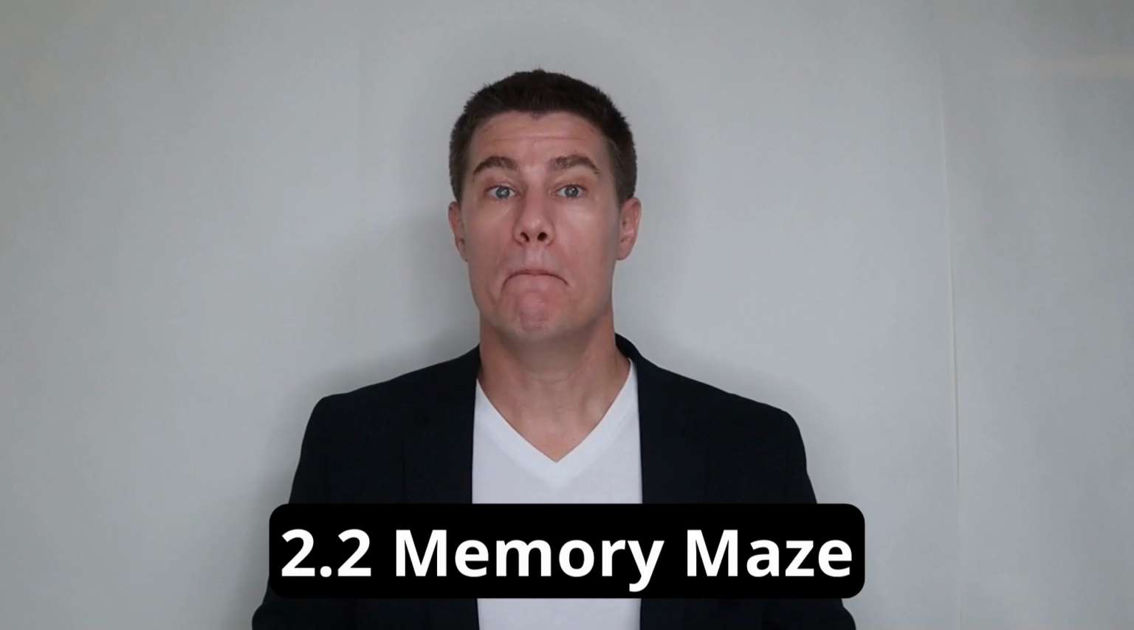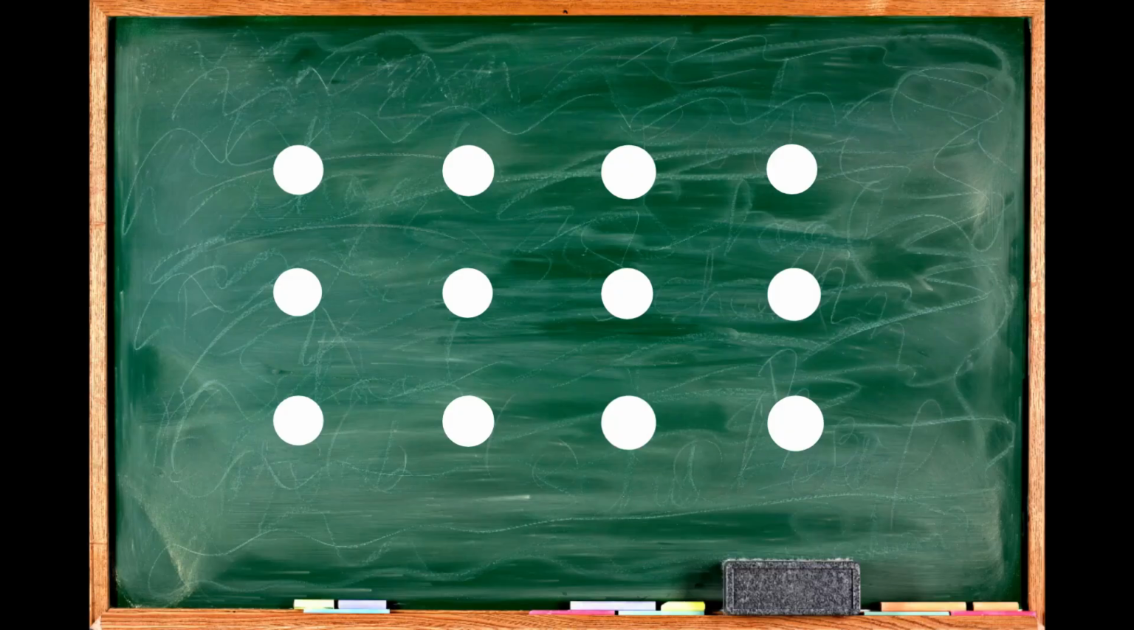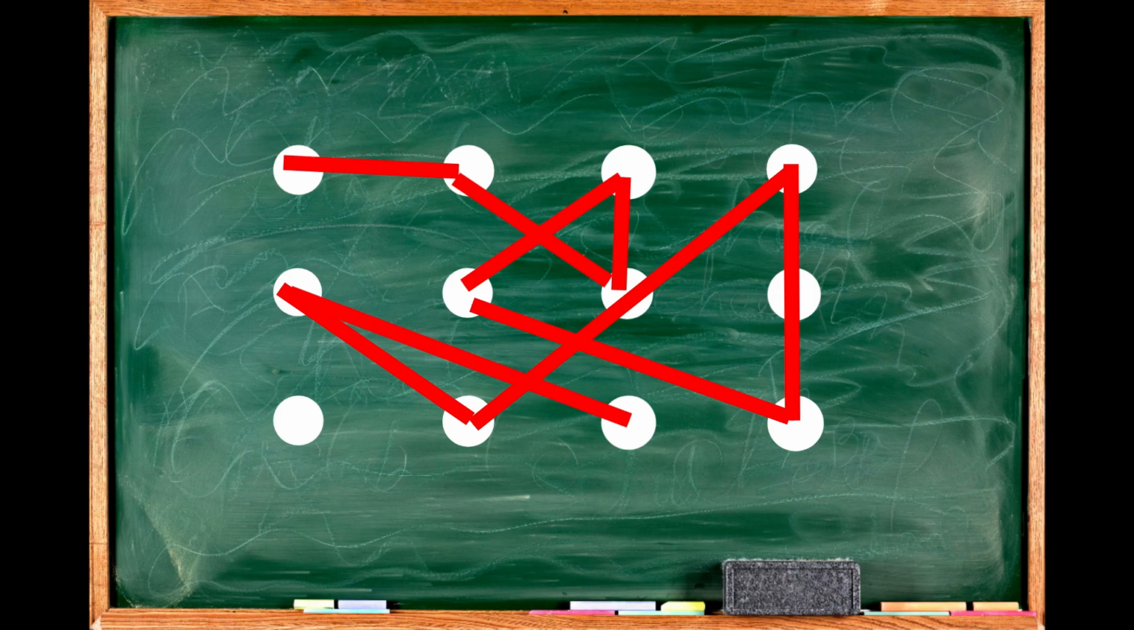Memory maze. You could also draw a grid of dots on the board, let your students copy it on a piece of paper, and then put down their pencils. Draw a path connecting the dots together. Once you give the signal, they have to copy the exact path you traced. Students can also play with a partner, where they have to take turns to draw and copy a path.